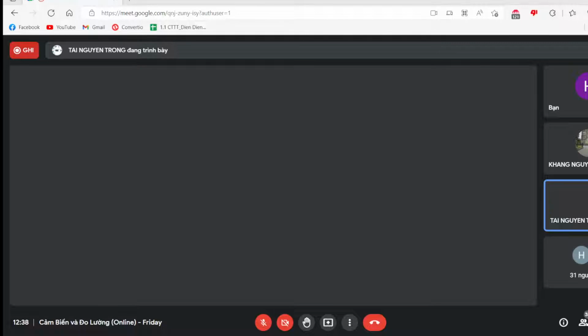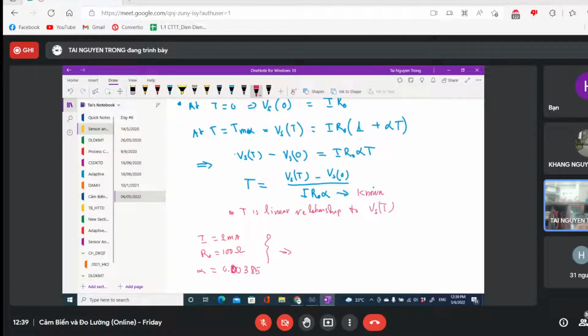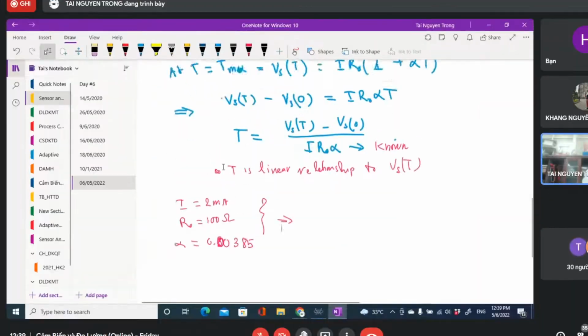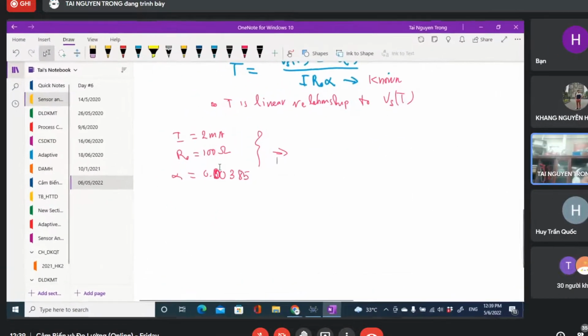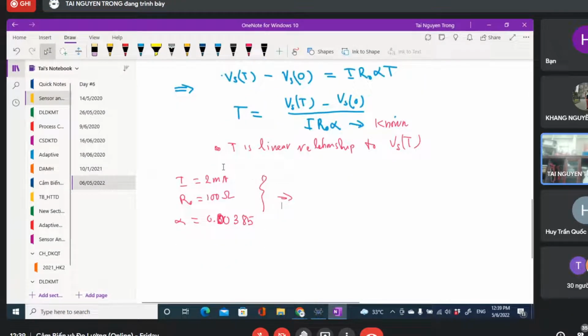And if I equals 2 milliampere, I0 equals 100 ohm, and alpha equals 0.00385, here is the value, and we can do the calculation for the one like this. Okay, that is the first one.